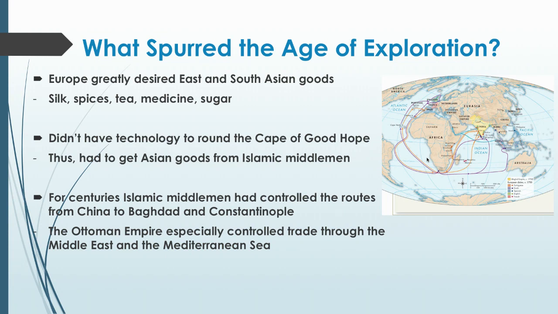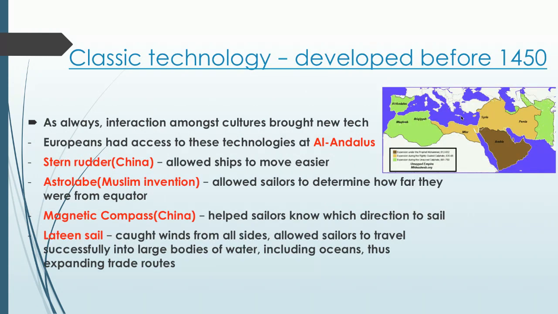And for centuries then, because of location, the Ottoman Empire and then the Kingdom of Oman really dominated the trade of these goods, this silk, the spices and the tea, to European merchants. The middlemen, of course, were Muslim merchants. And because of this, we have this desire to make it into the Indian Ocean. This was our classic technology developed before 1450: the stern runner, the astrolabe, the magnetic compass, the lateen sail. All of these things helped that trade in the Indian Ocean. And Europeans didn't develop any of these things. They only got them from especially Muslim merchants.